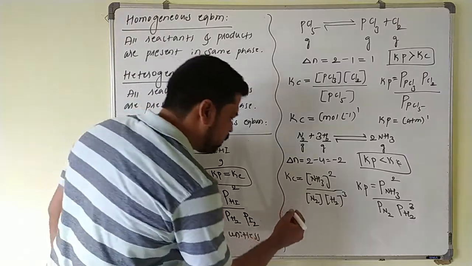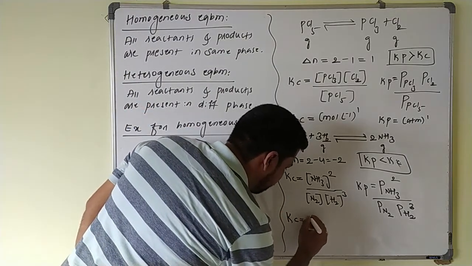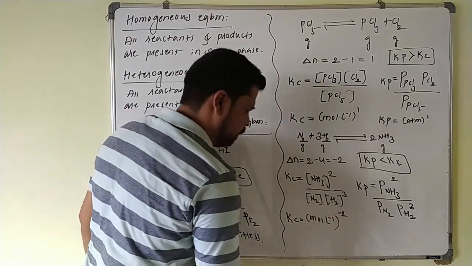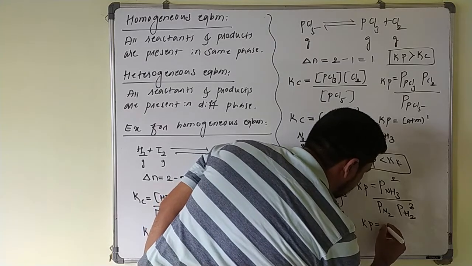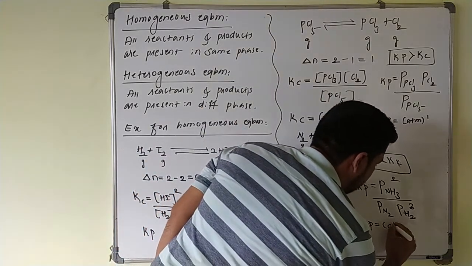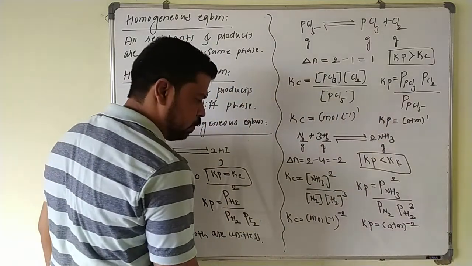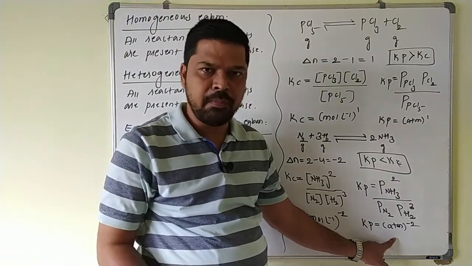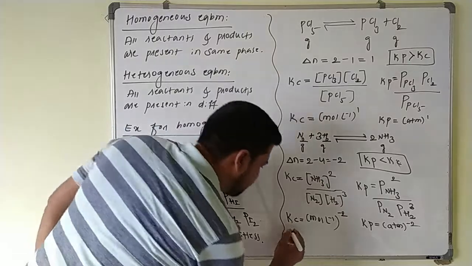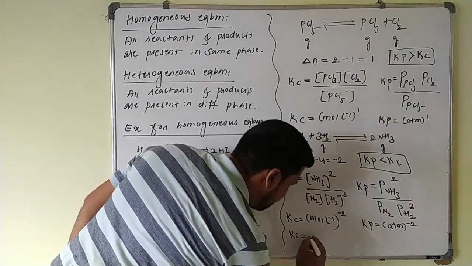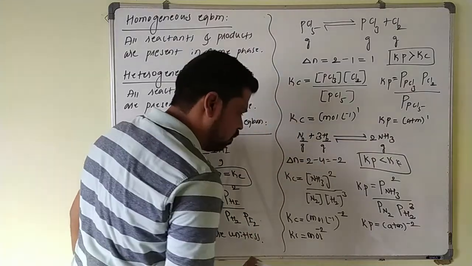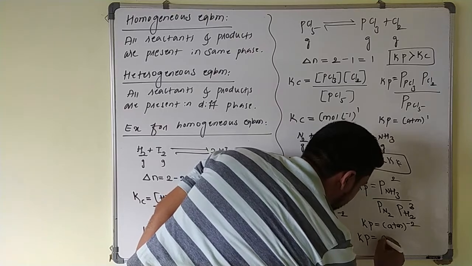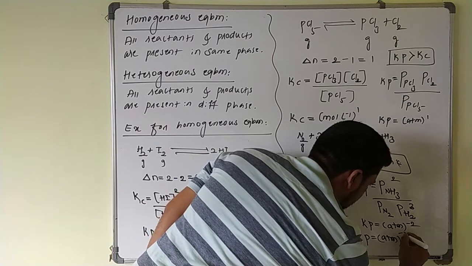Okay. So for this one, what is the unit of Kc here? You just take mole per liter whole power delta n. Delta n value is what? Minus 2. Here also, the unit of Kp is atm power minus 2. You can take the unit of pressure as atmospheric pressure, or you can take bar, according to the given problem. So the unit of Kc is mole power minus 2 liter power 2, and the unit of Kp will be atm power minus 2.